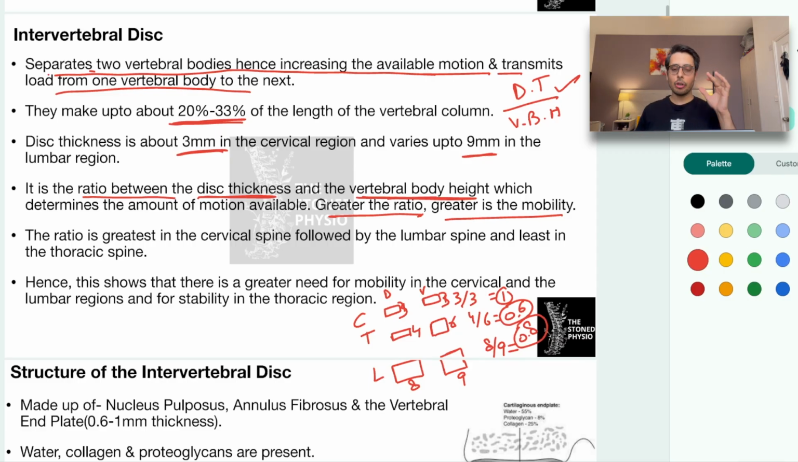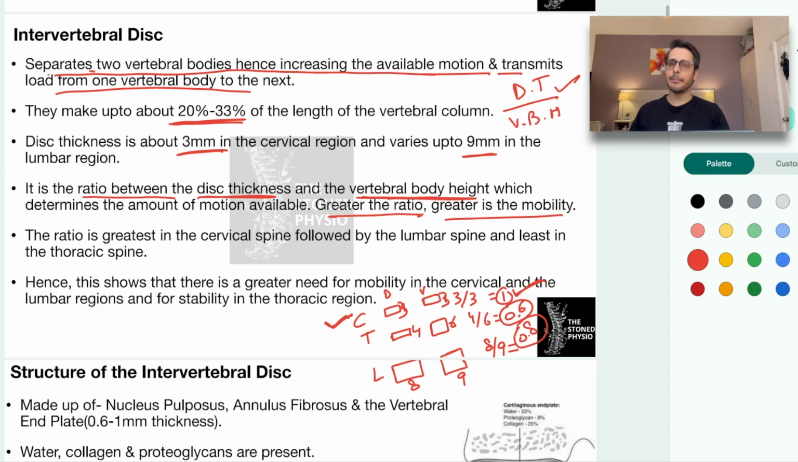So if we talk about the cervical part of the spine, the thickness of the intervertebral disc, let's imagine it is around 3 mm, and the height of the vertebral body is also around 3 mm. So if we take the ratio of the disc thickness and the vertebral body height, that is 3 by 3, and that comes out to be 1.